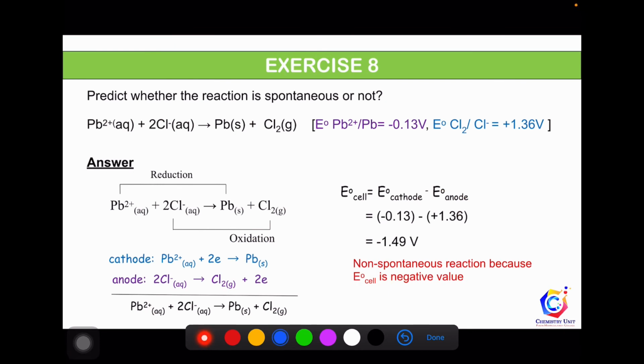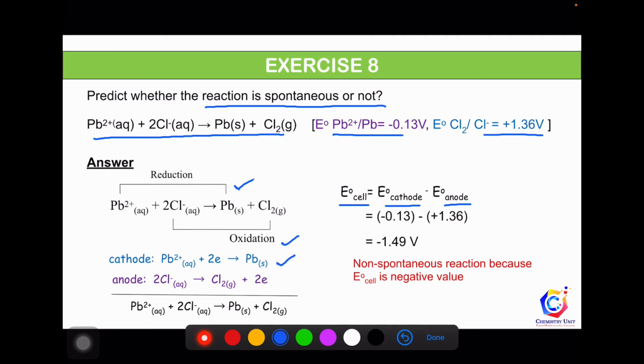Predict whether the reaction is spontaneous or not. This can be done by calculating the E0 cell, which is E cathode minus E anode. What is given in the question is the overall chemical equation together with the reduction potentials. Firstly, separate the chemical equation into the reduction and the oxidation half. Reduction process occurs at cathode, whereas oxidation process occurs at anode. Now, match the half equations to their reduction potentials.